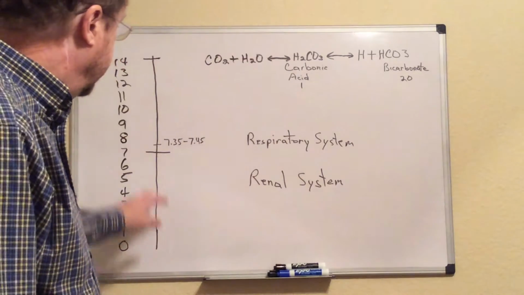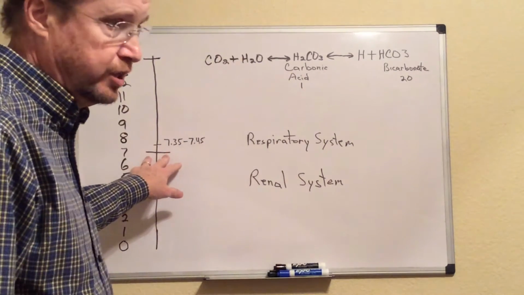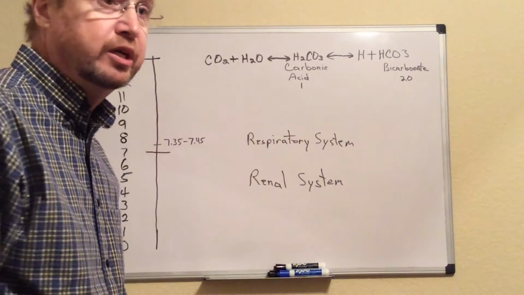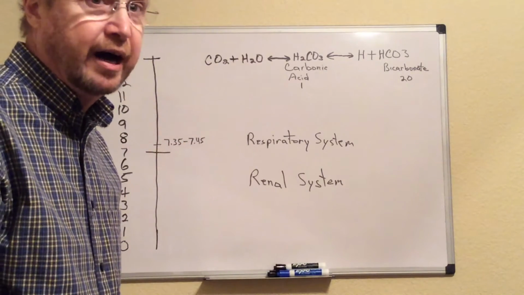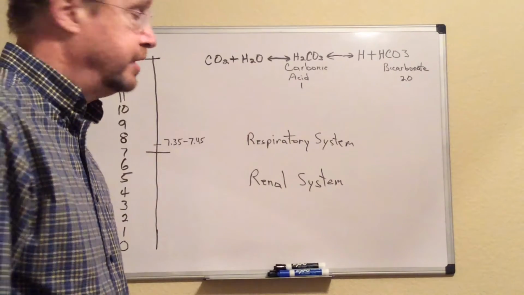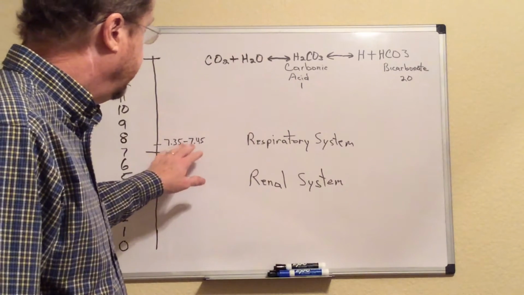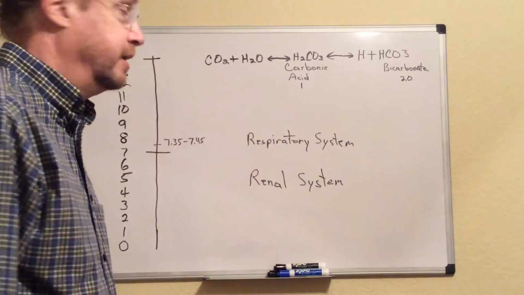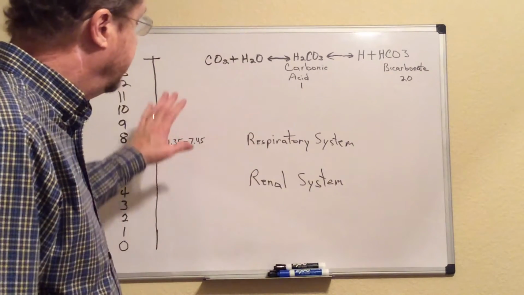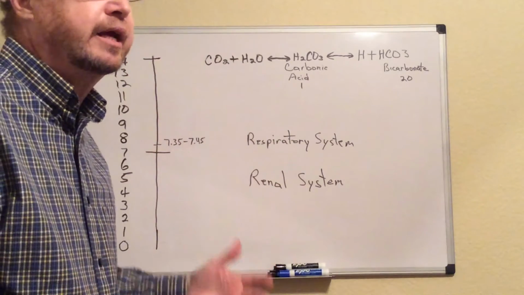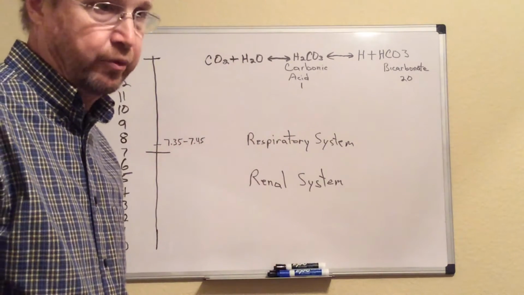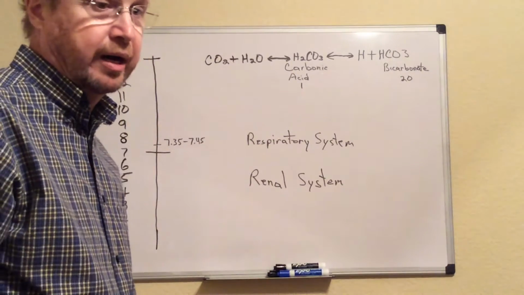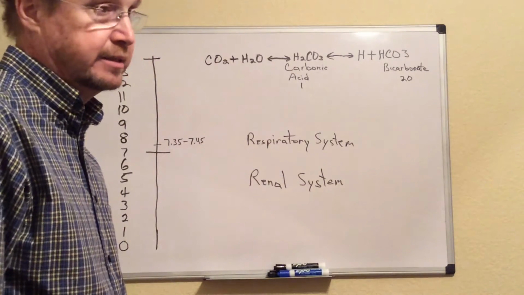pH scale. Now, since we know that 7 is neutral, the body tries to maintain a pH of 7.35 to 7.45. And so you can see that our body tries to maintain a slightly alkaline environment. So our body is producing acids all the time. Normal cellular metabolism produces acids in the body on a constant basis.